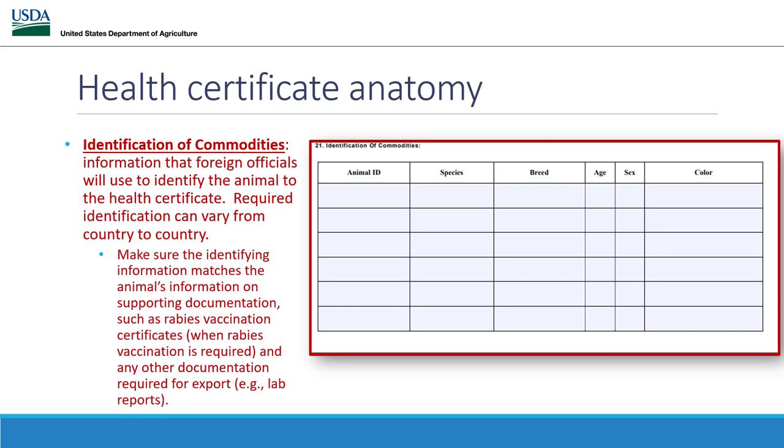The type of information used to identify the animal can vary from country to country and between species of animal, but regardless of how the destination country requires the animal to be identified, it is imperative you follow the requirements exactly as written. For countries who require supporting documentation in addition to the health certificate, such as rabies vaccination certificates and laboratory test reports, it is crucial for any information that identifies the animal on the health certificate to match the identifying information in the supporting documentation.